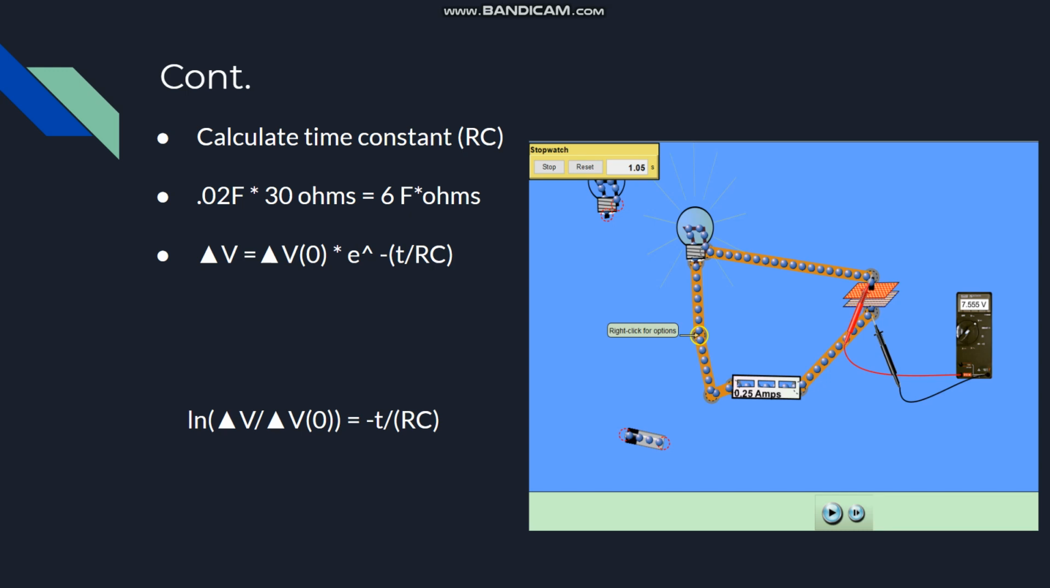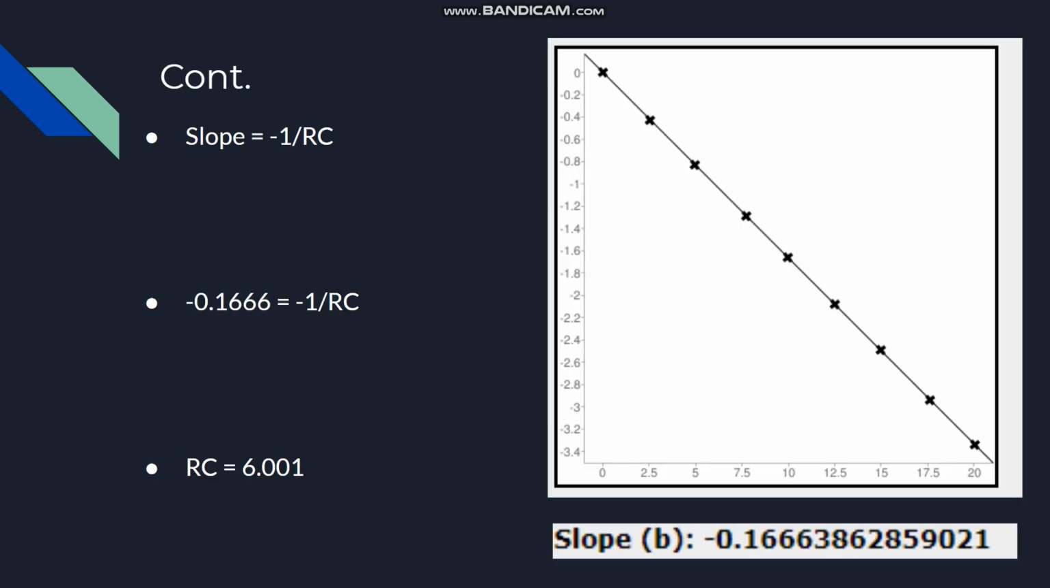As we know theoretically, this should just be 0.02 farads times 30 ohms, to be 6 farad-ohms. But to calculate this ourselves graphically, we took the equation delta V equals delta V naught times e to the power of negative time over the time constant, and arranged it so that we can get the time constant from the slope of this function, where y is ln of delta V over delta V naught and x is just time. When we do that, we get the slope equal to -1 over the time constant, and calculate it out to be 6.001, which is very close to what we calculated theoretically earlier.